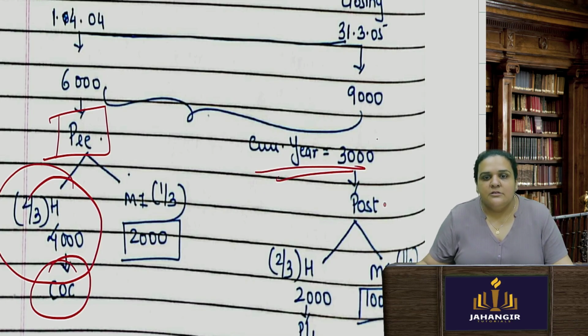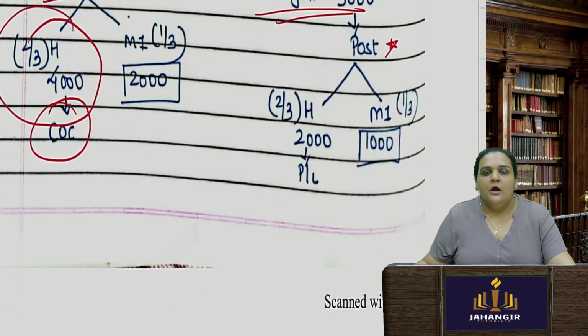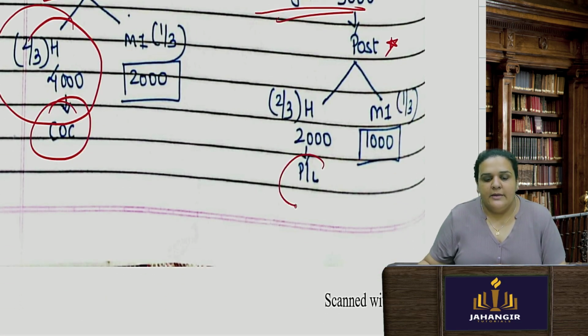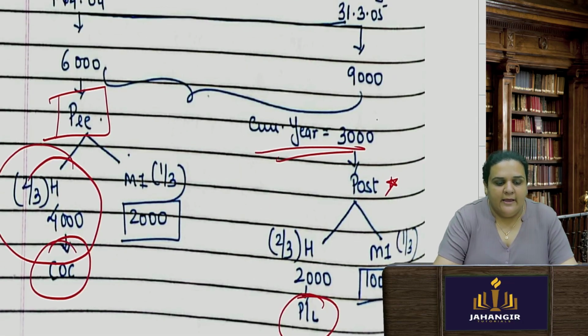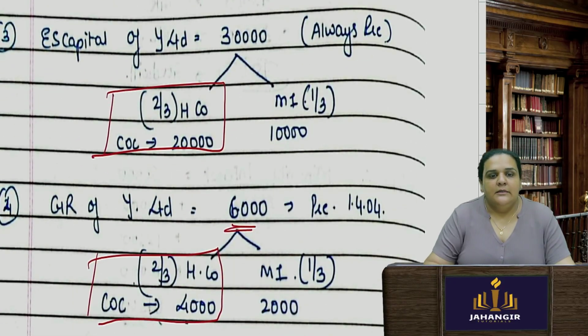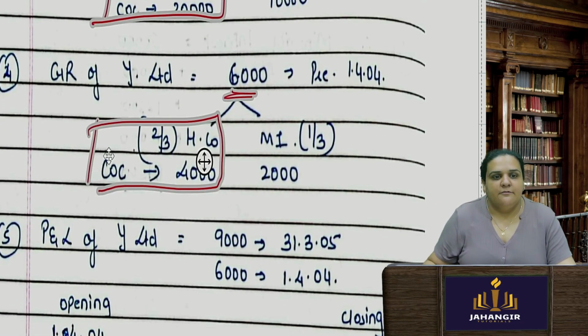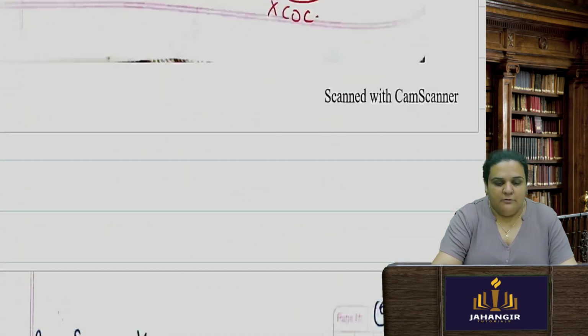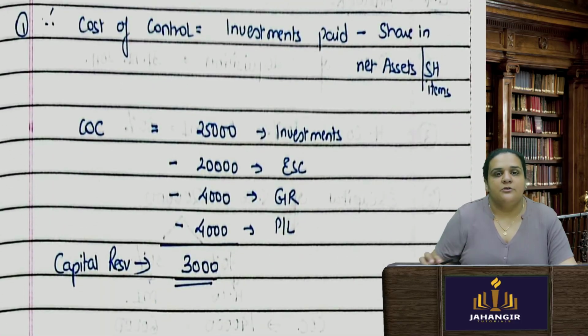This 3,000 is a post profit. The holding company will get its 2/3 share, but it will go in its P&L, so this will not be taken in the cost of control. So what all do I have in my cost of control? Equity share capital 20,000, then general reserve 4,000, and share in the P&L, which is again 4,000. That I am going to take in my cost of control.